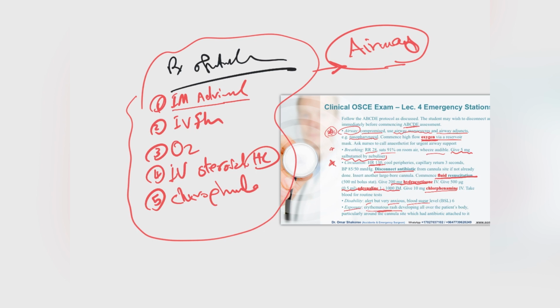IM adrenaline dose is 0.5 milligram or 0.5 ml to be given IM in the anterolateral part of the thigh.